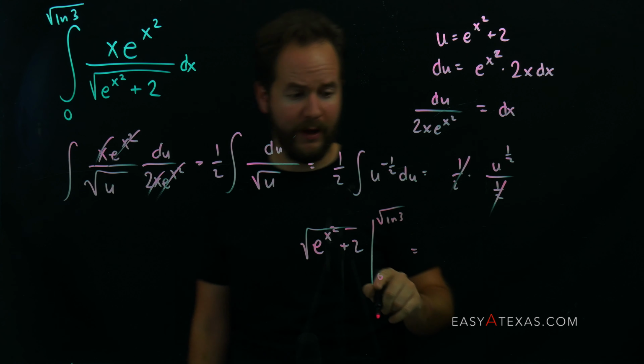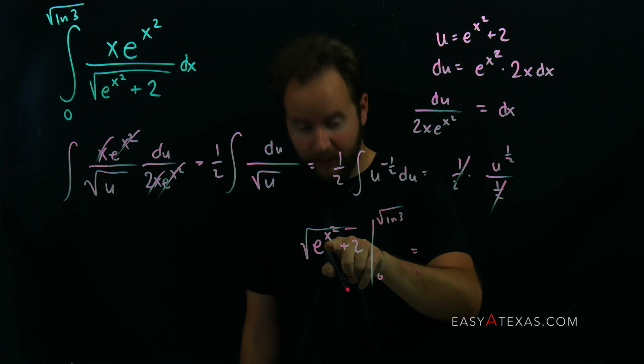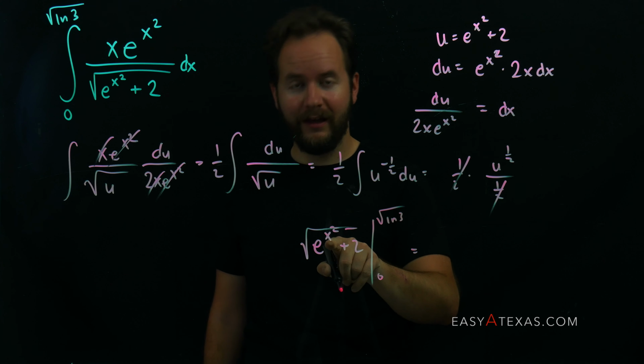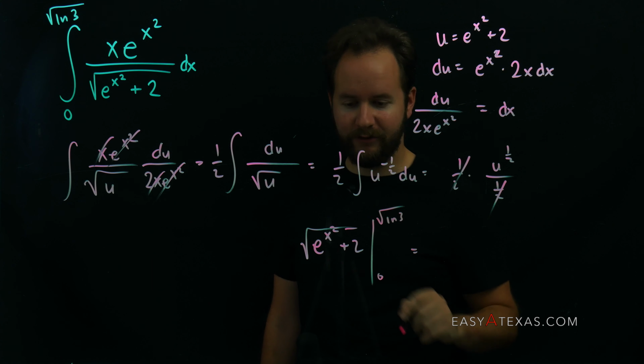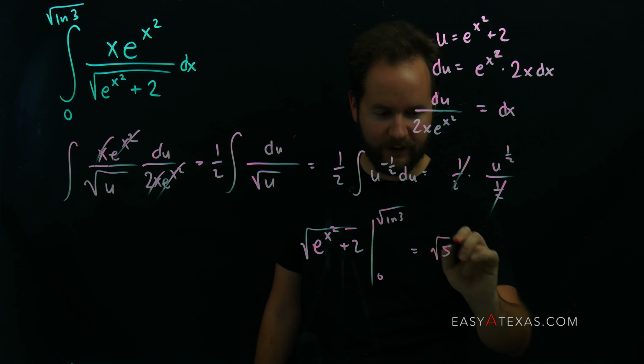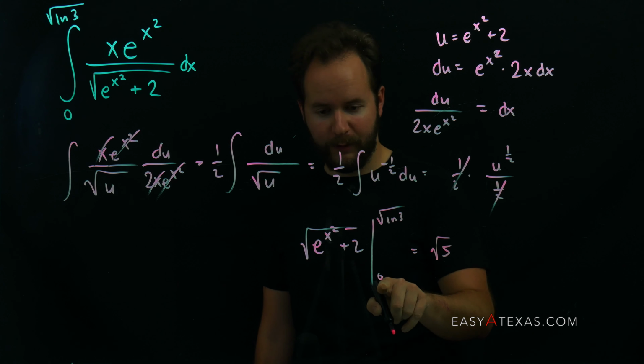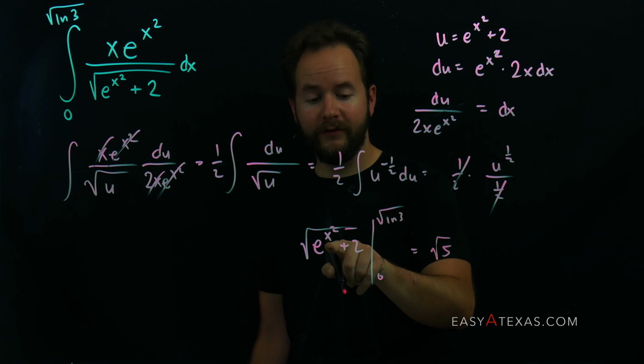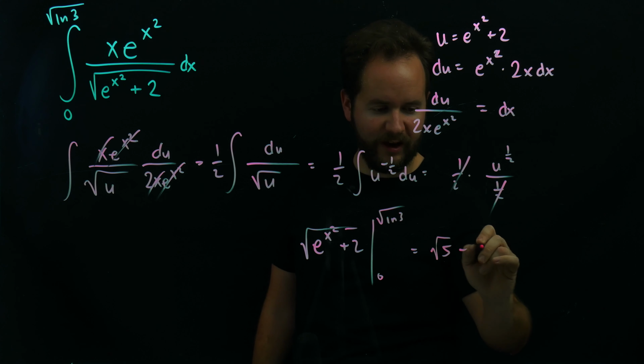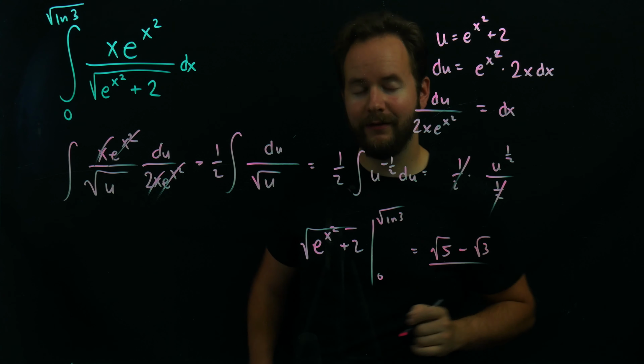When I plug in that upper bound of the square root of ln of 3, square root of ln of 3 squared is ln of 3, and e to the ln of 3 just cancels, giving me 3 plus 2 would be 5, and so I have square root of 5 as my first term. Then I plug in 0 as my lower bound. 0 squared is 0, e to the 0 is 1, plus 2 is 3, so I have minus square root of 3, and that is my final answer.